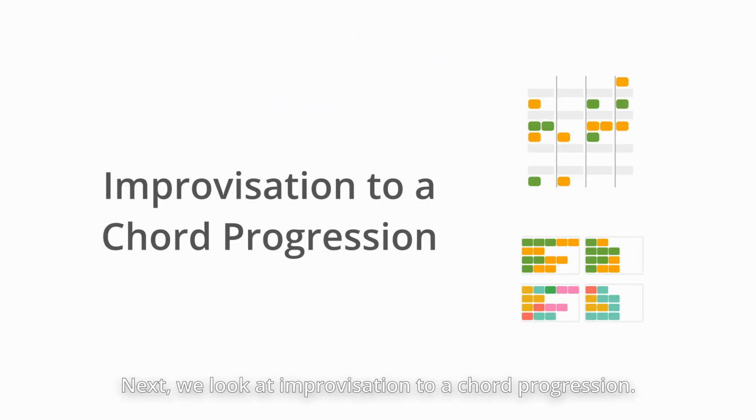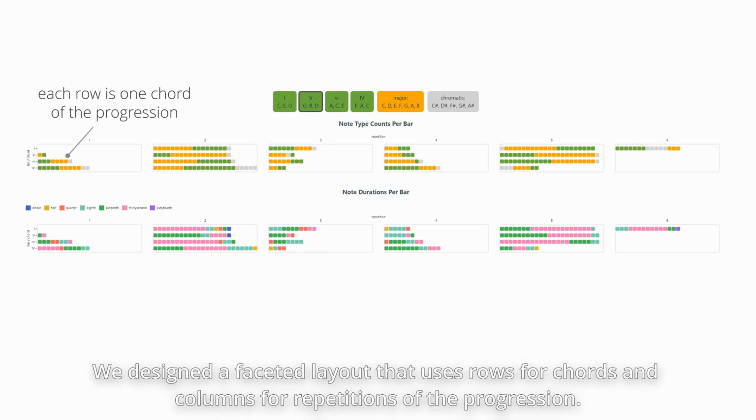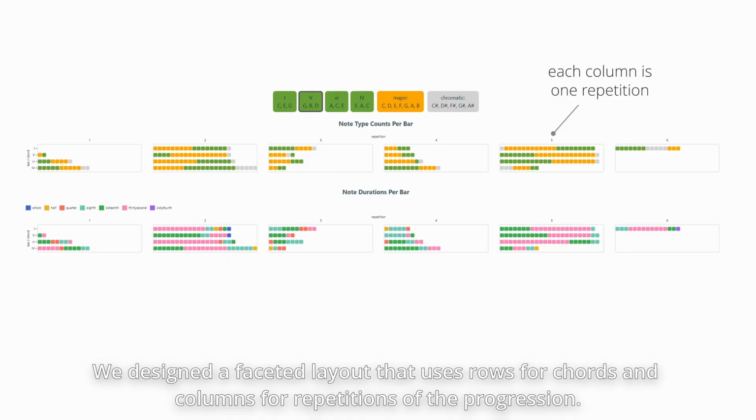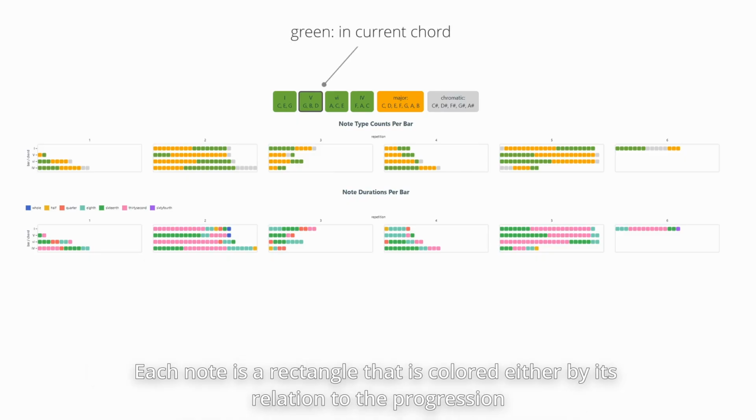Next, we look at improvisation to a chord progression. We designed a faceted layout that uses rows for chords and columns for repetitions of the progression. Each note is a rectangle that is colored either by its relation to the progression or duration.